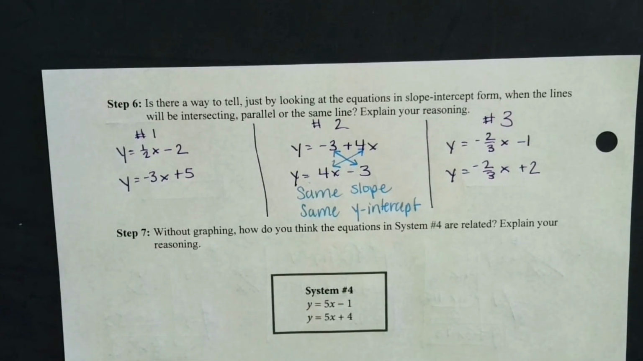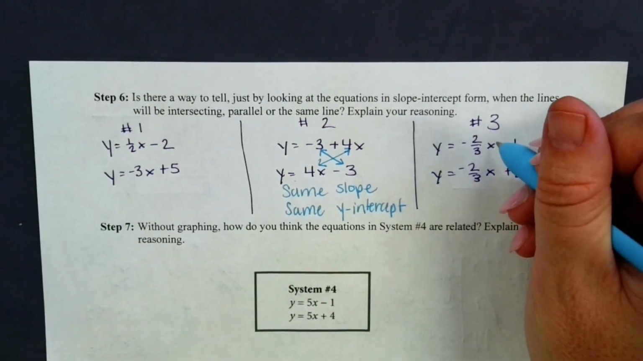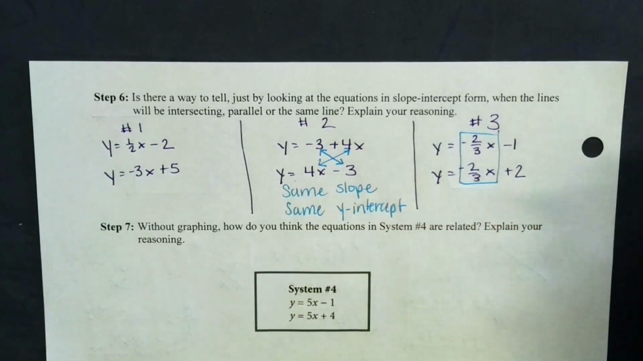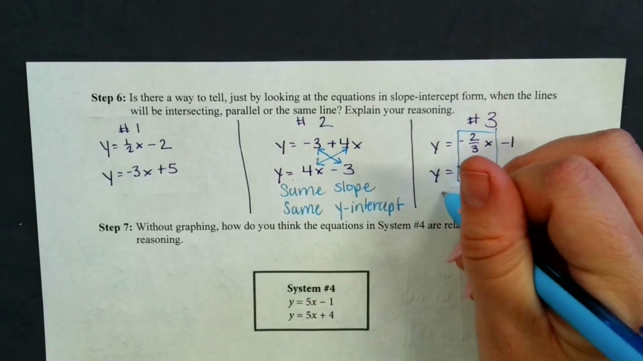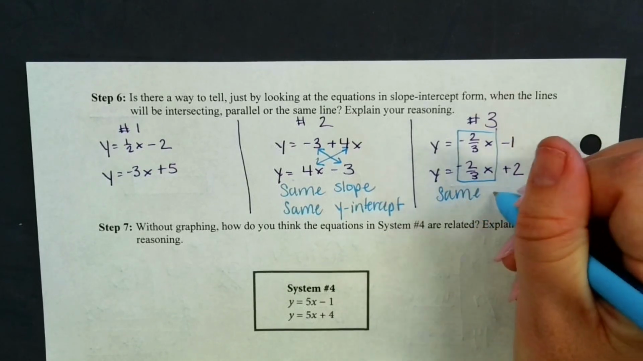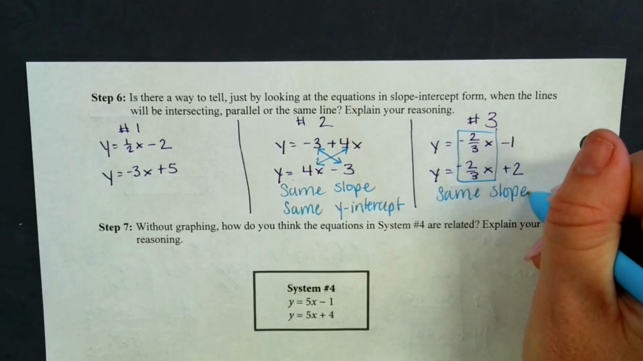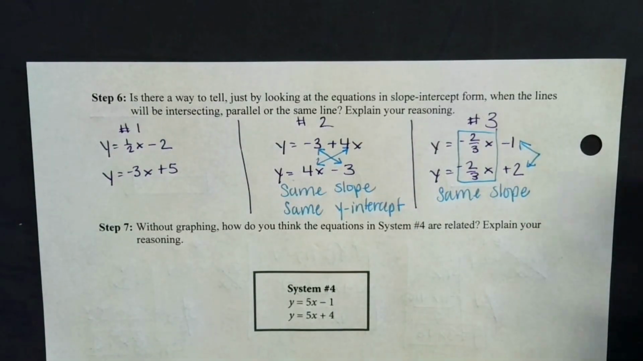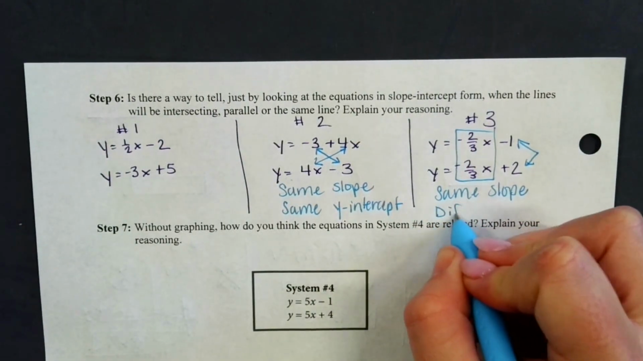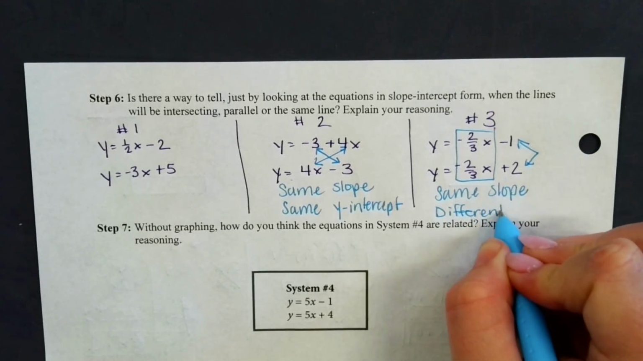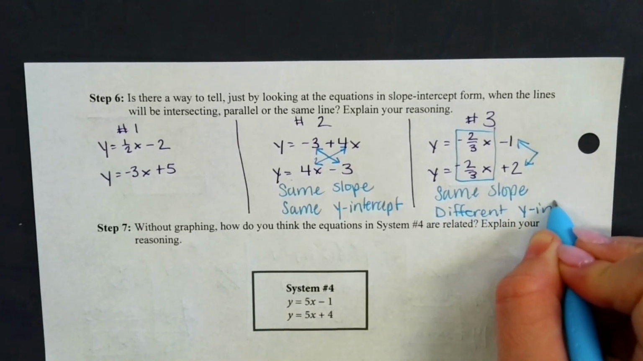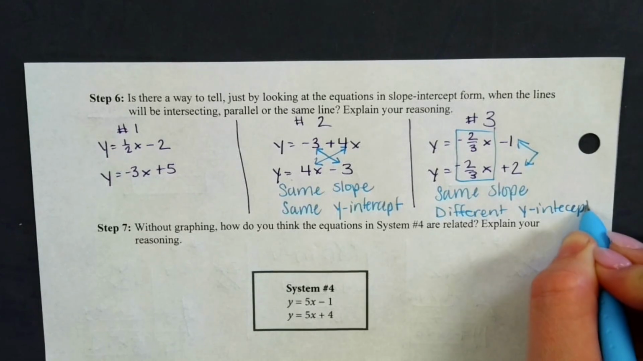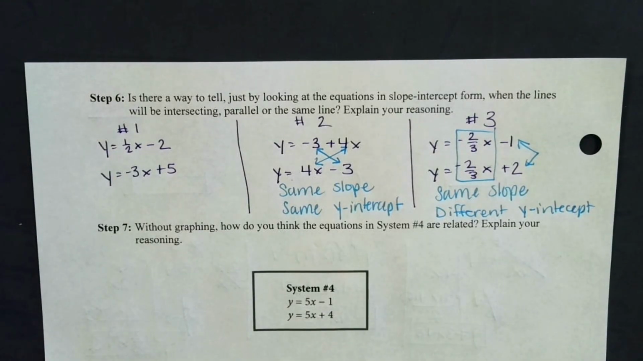Okay, now let's take a look at when they're parallel. What do you notice about their slopes? What do you notice about their y-intercepts? Different y-intercepts. Because if it would have been the same y-intercept, then it would have just been same line.